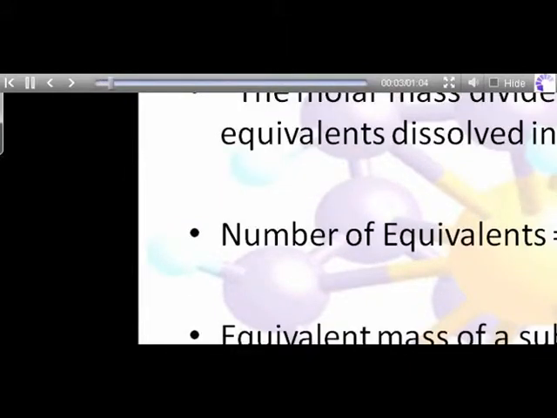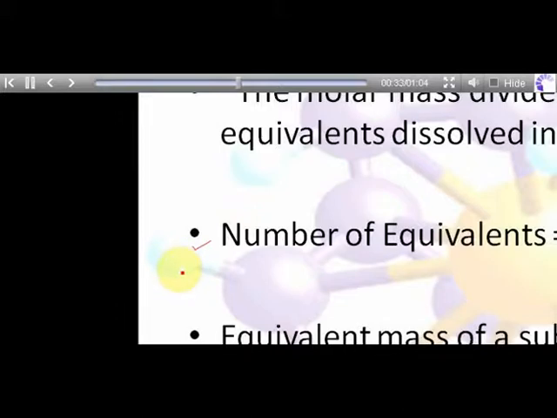The equivalent mass of a substance can be defined as the molar mass of the substance divided by the number of the equivalents of the substance dissolved in 1 liter of the solution. We have already discussed molar mass in the chapter Introduction to Mole Concept. Now, if we know the equivalent mass of a substance, we can calculate the number of equivalents of the substance, which will be equal to mass of the substance divided by equivalent mass.